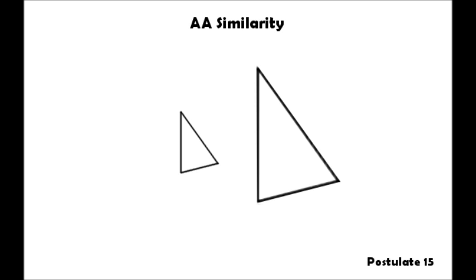Postulate 15 is called the similarity postulate. Remember, while congruent means that two shapes are identical, similar means that they have the same angle measures and proportions, but not necessarily the same lengths. This postulate says that two congruent angles are proof that triangles are at least similar.